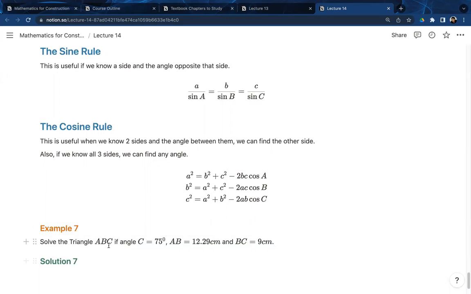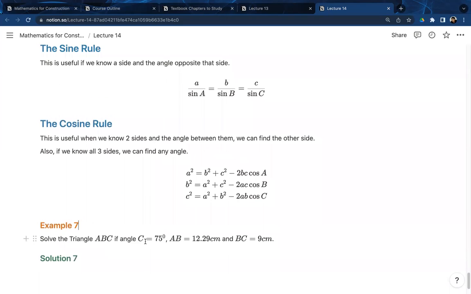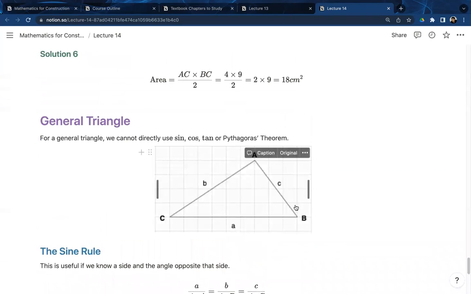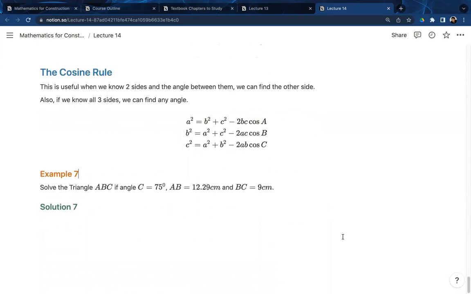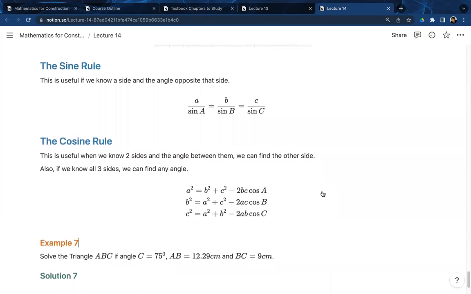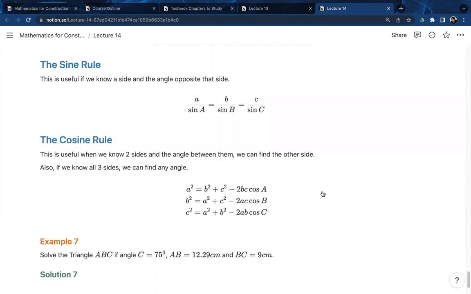So given a triangle ABC, the angle C is 75 degrees, AB is 12.29, and BC is 9. I want you to sketch a diagram for this. You could use a diagram like this here. Draw a diagram just like this, label it ABC, and use these dimensions on it. And figure out which rule could help you. Is it the sine rule or the cosine rule that could help you solve the triangle? When I say solve the triangle, I mean find all the sides and the angles of the triangle. Remember, this is not something you could use Pythagoras' theorem for.